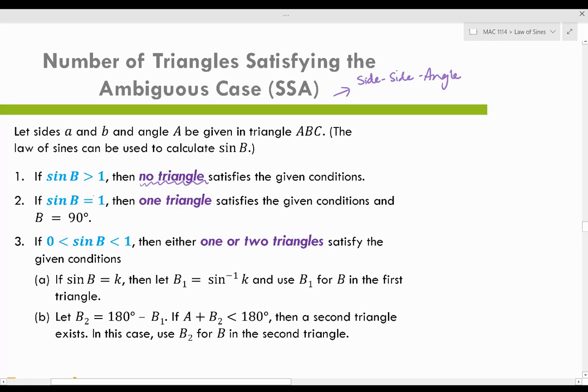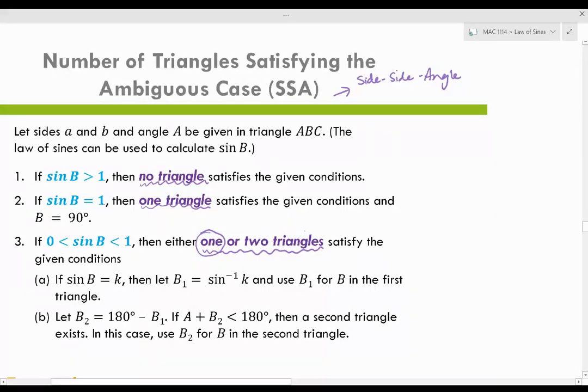If you're doing a problem and your sine value turns out to be equal to 1, you have one triangle, okay? And it so happens that the triangle you've been given is a right triangle, because that angle will be 90 degrees, okay? And the last case, you could have either one or two triangles, okay? This happens if your sine value falls between 0 and 1, okay? So if your value is less than 1, you automatically have one triangle. You could have two, okay?